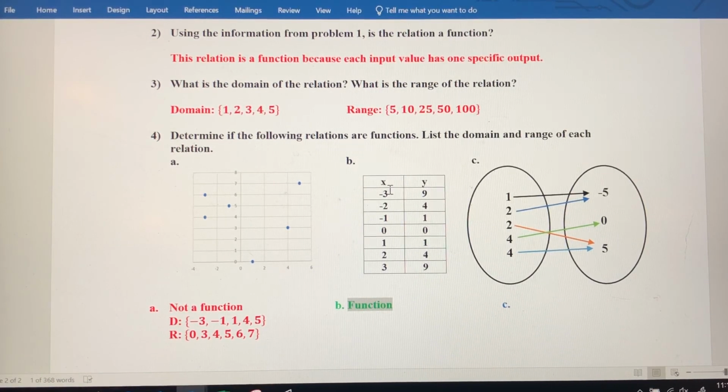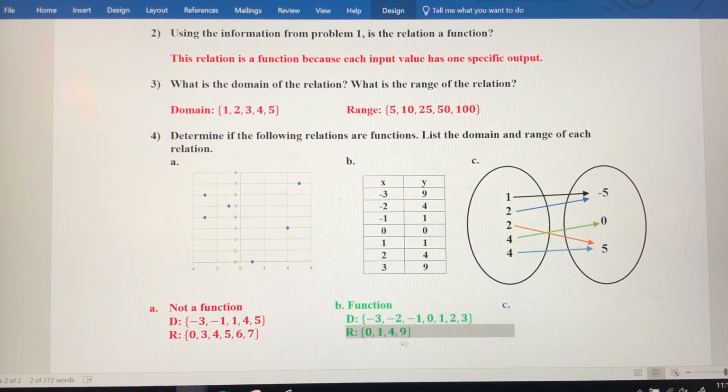The domain is going to be this list of x values. Remember, x is the input is the domain. So we're just going to put those in order from -3 up to +3, all those integers. The range is going to be the y values, in order from smallest to largest, so 0, then 1, then 4, then 9. Notice we don't have to list the 9 twice, or the 4, or the 1 twice. As long as they're in our list here, they've already been accounted for in the range in this case.